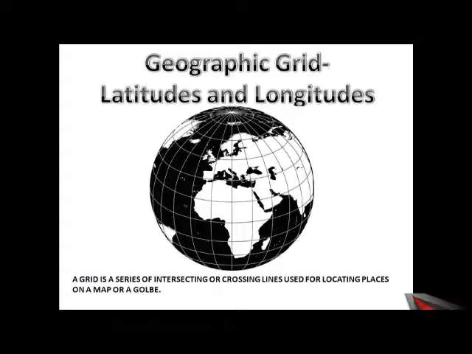Today we will start another chapter, known as Geographic Grid, Latitudes and Longitudes. As you can see in the slide, the Earth and the grid. A grid is basically a series of intersecting or crossing lines used for locating a place on a map or a globe. On a spherical globe, it would not be possible to indicate an exact point from which we could begin marking the lines of the grid, as it would lack a precise starting point.